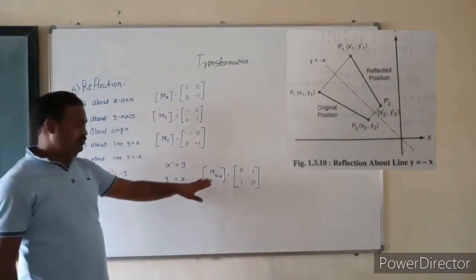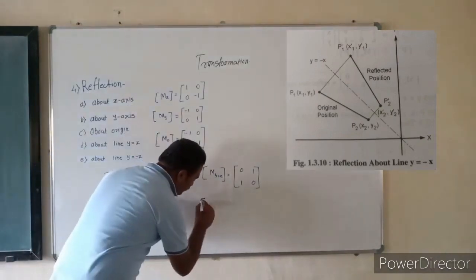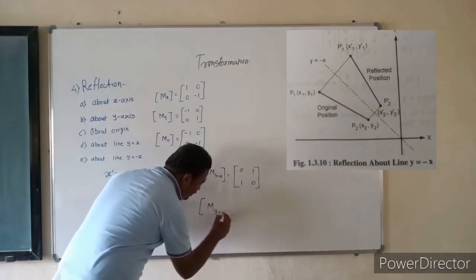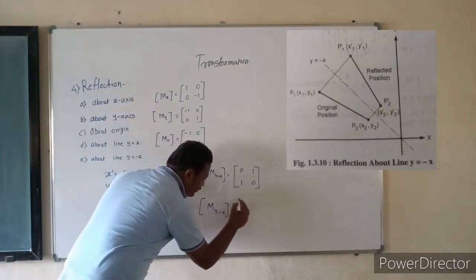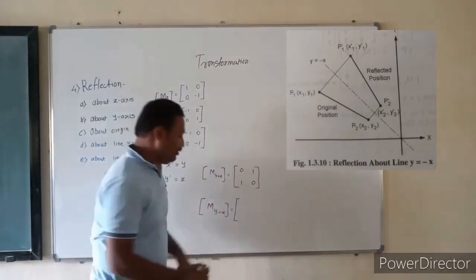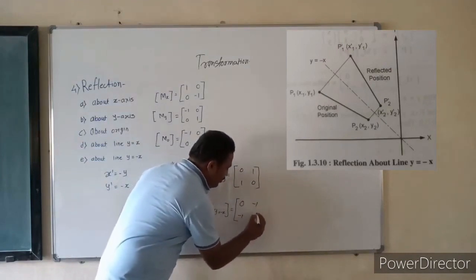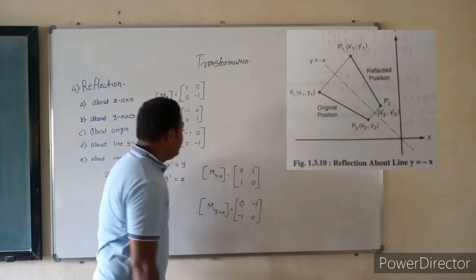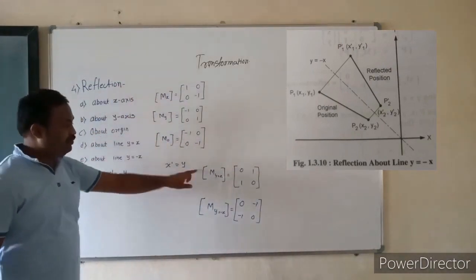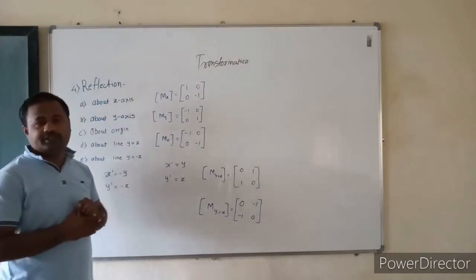Hence, for finding the new coordinates, the matrix M for y is equal to minus x is similarly the same but with negative values: 0, minus 1, minus 1, 0. Okay, this is the reflection. 1, 2, 3, 4, 5 types of reflection. Okay? Go for next.